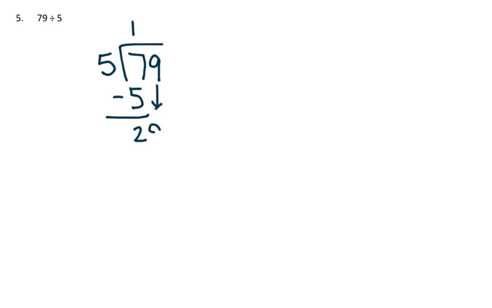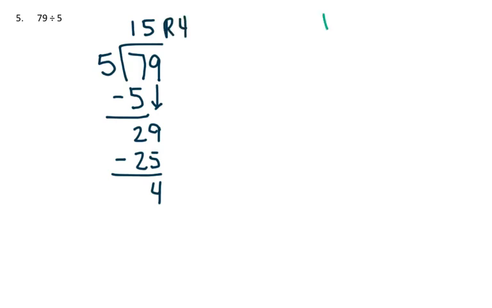So I have 79 divided by 5, okay, and 7 minus 5 is 2. I bring down the 9. How many groups of 5 can I make from 29? And that's 5. 5 times 5 is 25. I do my subtraction, and I have a remainder of 4.